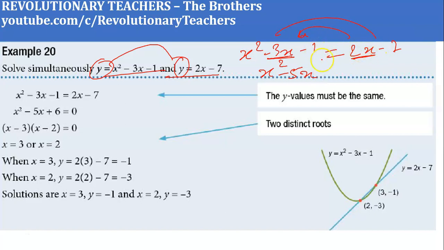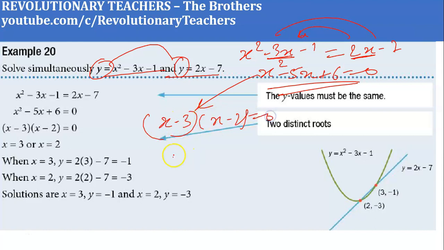Now minus 7 comes on this side and becomes minus 1 plus 7, that is plus 6. Now solve these questions. You can solve this by splitting the middle term. You will have two factors, x minus 3 and x minus 2 equal to 0. So your x would be 3 and x would be 2.